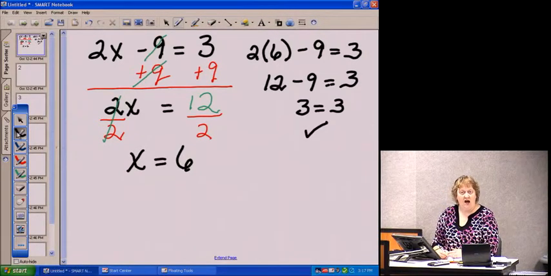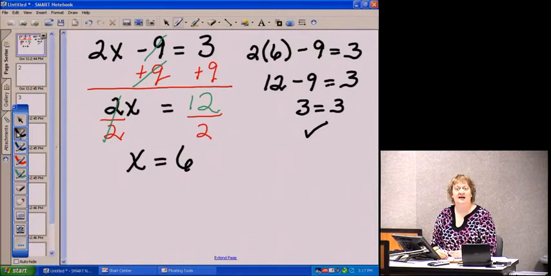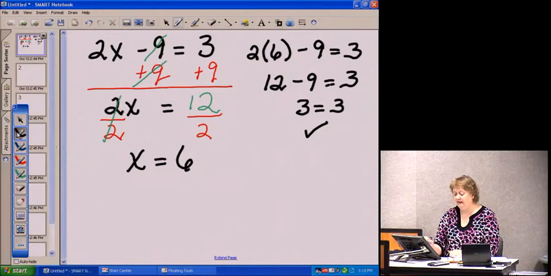Now I won't check all of the problems that we're doing today, but you can check every problem that you work in an equation by taking that answer and plugging it back in for the x and then simplifying it using the order of operations. Okay, let's look at another example.